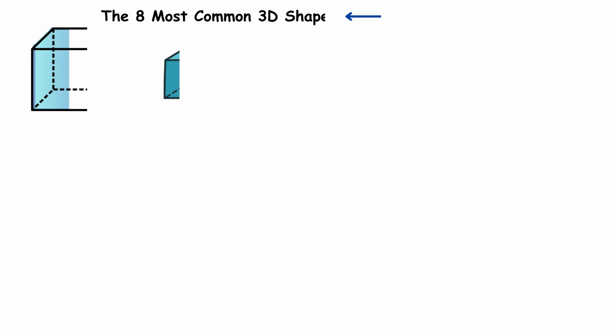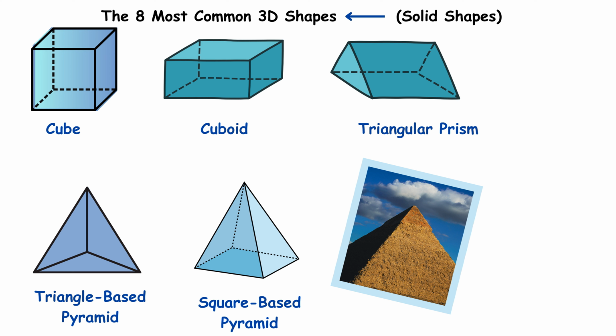Now, let us move on to the 8 three-dimensional shapes you need to know. The first one is the cube, which we just looked at, and the second is the cuboid, which is similar to a cube but appears to be stretched out because its faces can be rectangular instead of all being squares.